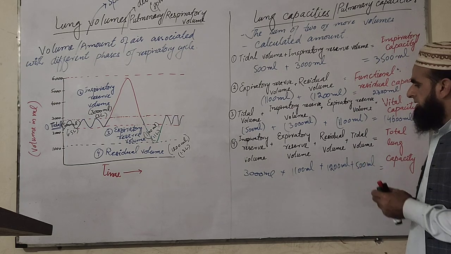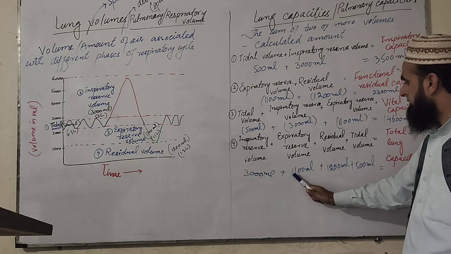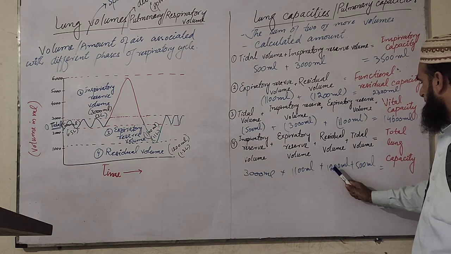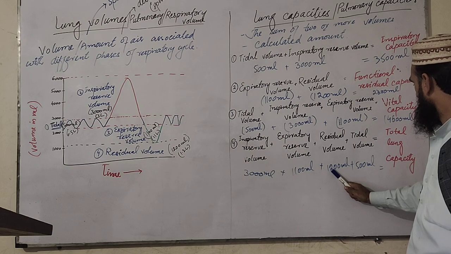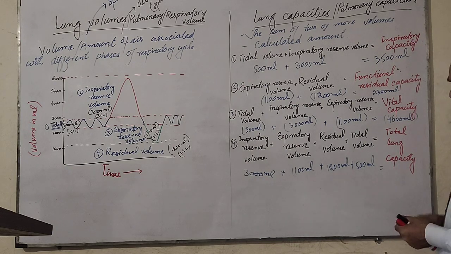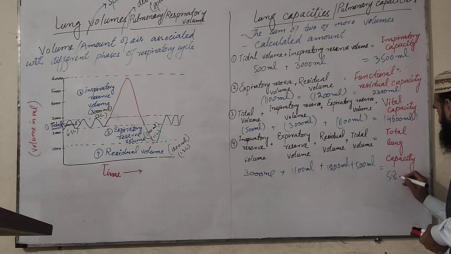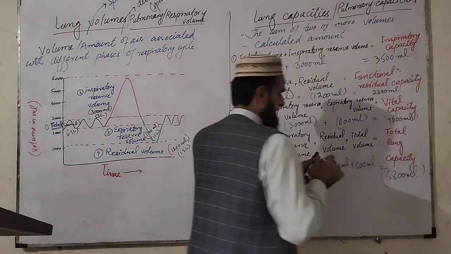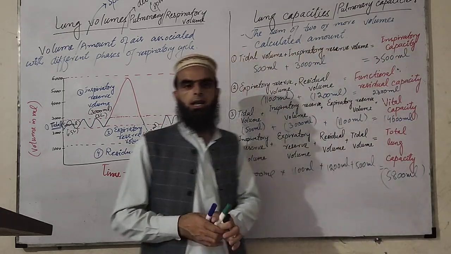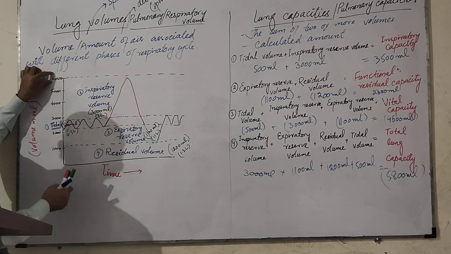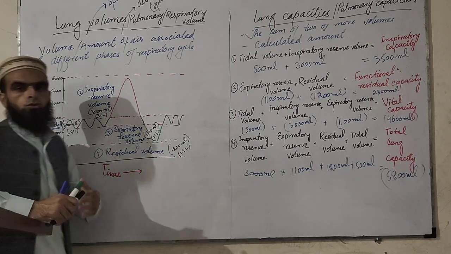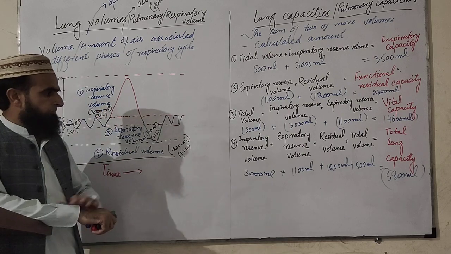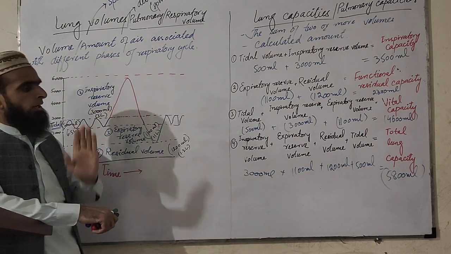So this becomes equal to 3000, 3100, 4100, 4300, 4800, 5800 ml. So the total lung capacity is about 5800 ml or 6000 ml, meaning 6 liters. So the lung has a total capacity of roughly 6 liters. This is about the lung capacities and lung volumes.